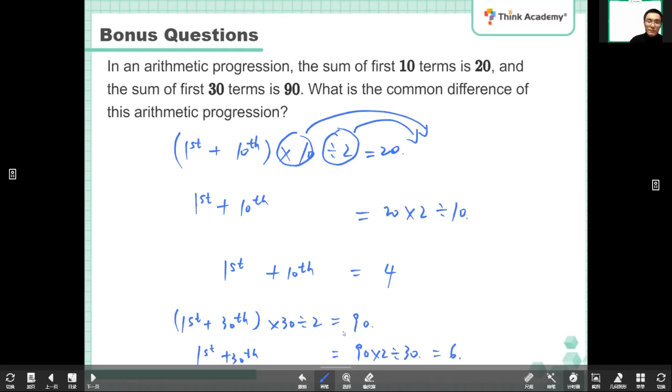And then what do we do? We simply say this is the first equation, this is the second equation. We simply do second equation minus first equation. And that will give us on the left-hand side, the first term minus first term, they cancel out, and then the 30th term minus the 10th term. Oh, sorry, they shouldn't cancel out. Let's just write it here on the left-hand side: 30th term minus 10th term. The difference between the 30th term and the 10th term is 6 minus 4. So the difference is 2.